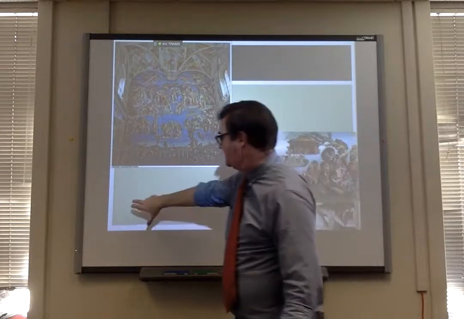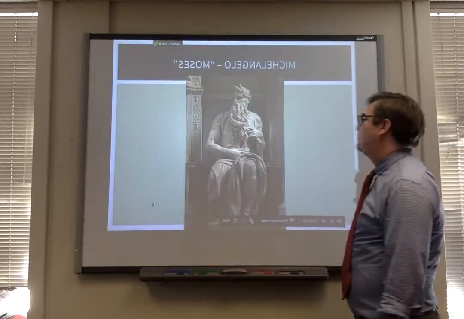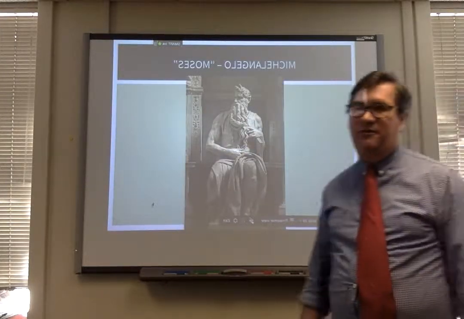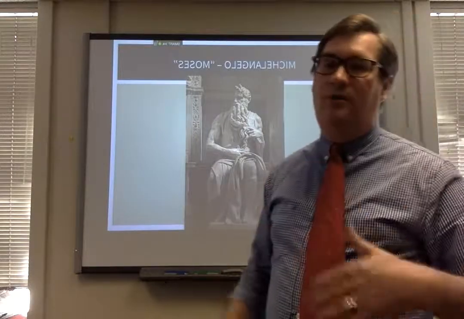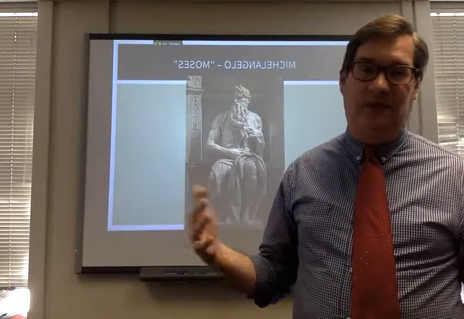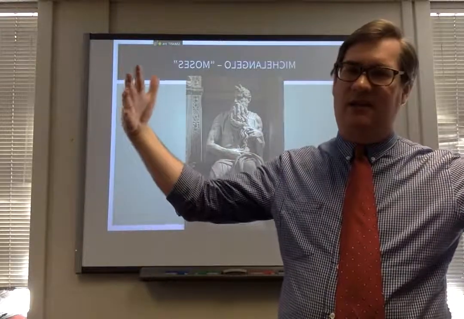Yes? Okay. Now, the last statue we look at with Michelangelo is Moses. This was supposed to be for the Pope's tomb, Pope Julius. He never finished the tomb. It was supposed to be this huge structure in the middle of the Vatican, and it never got done.